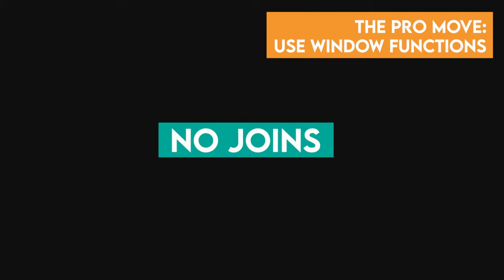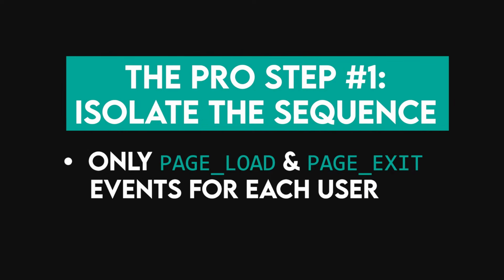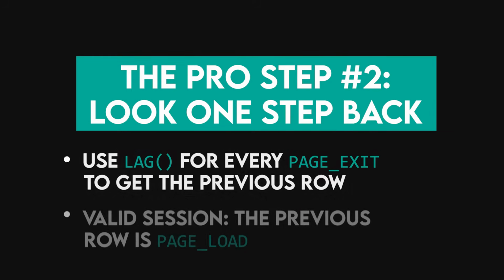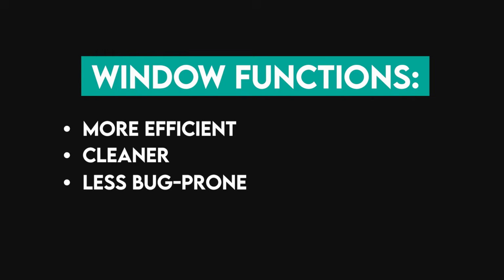I'm going to treat the data like a sample sequence. The plan is 2 steps. The pro step 1, isolate the sequence. We only care about page load and page exit events for each user, in order. The pro step 2, look 1 step back. For every page exit, we'll use a window function, a lag, to peek at the previous row. If the previous row was a page load, we have a valid session. That's it. No messy joins, no complex logic. This approach is more efficient, cleaner, and less bug-prone.